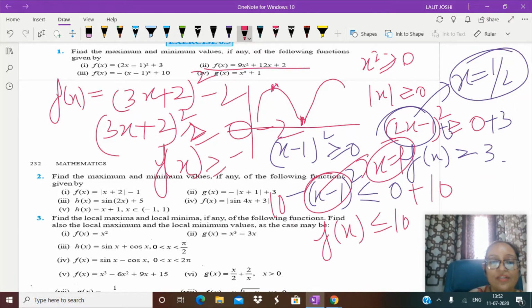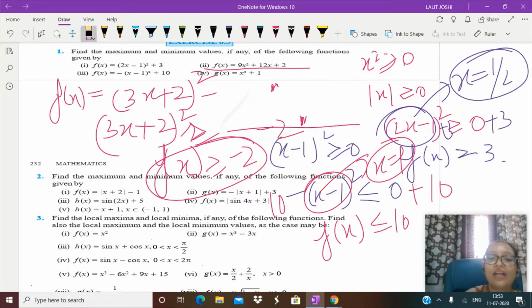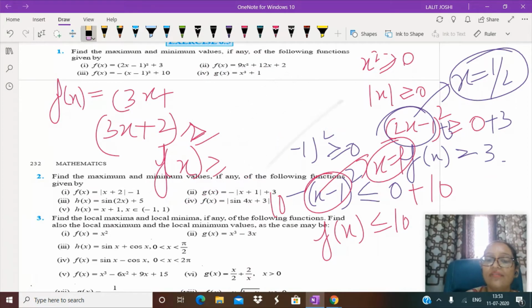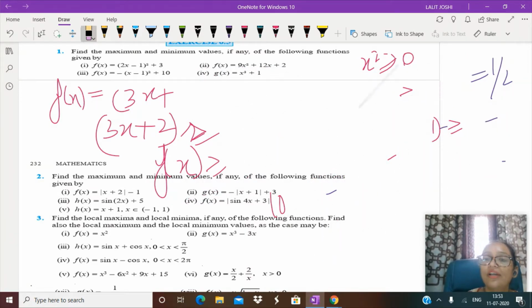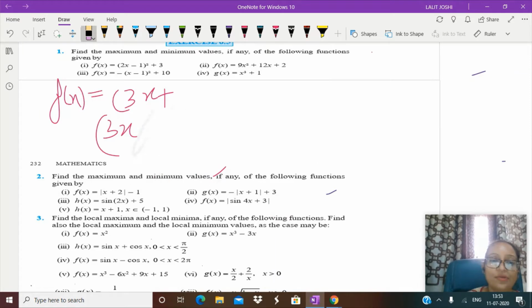So minus 2 is the minimum value, right? And again, at what point? It will be at minus 2 by 3. Now, if I observe the fourth part over here, we don't have any idea of the cube, like at what interval it will increase or decrease. So over here, for the fourth part, we will say no maximum, no minimum value, right?